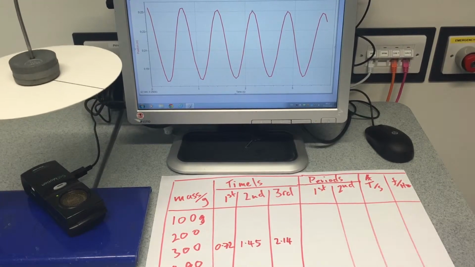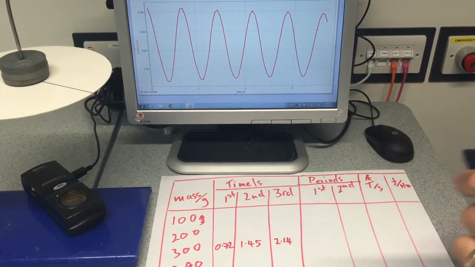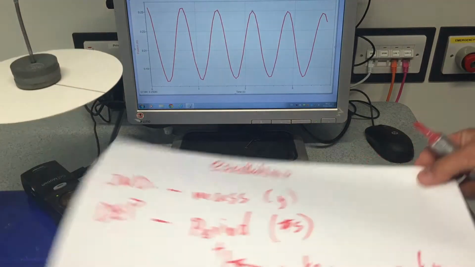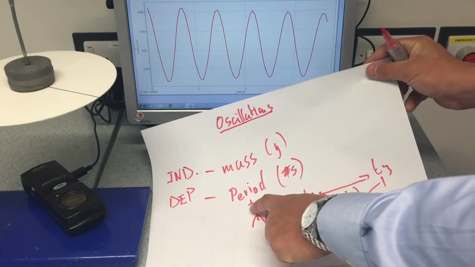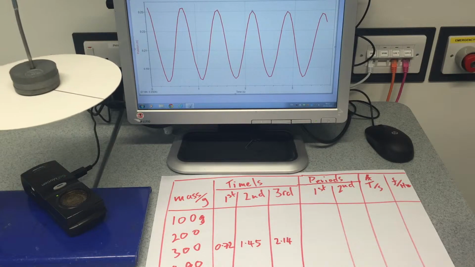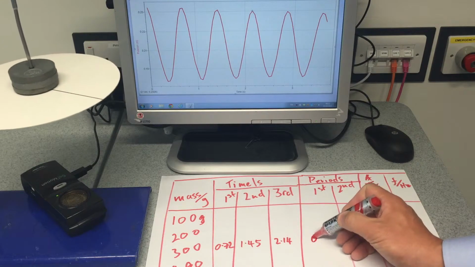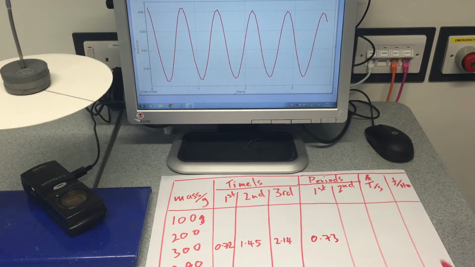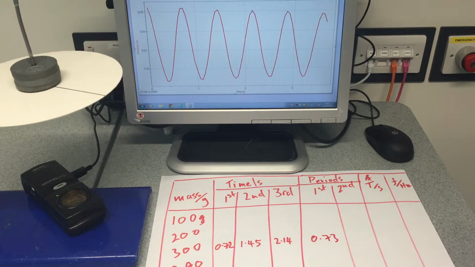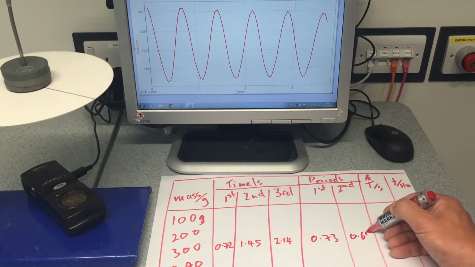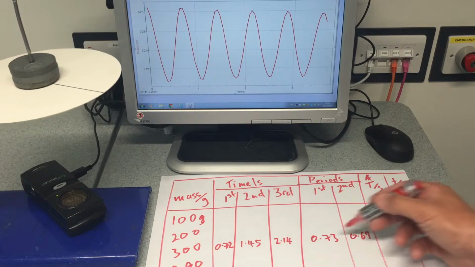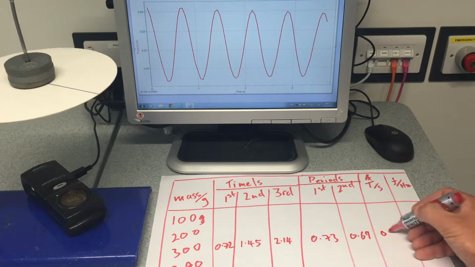In order to work out the first time period, I'm just subtracting this one from that one. Remember, I'm looking for this time period here, so I'm going to subtract that from that, which gives me fairly easily 1.45 minus 0.72, giving me 0.73. The next time period will be subtracting this one from that one, 2.14 minus 1.45, 0.69. I average them together and by adding them and dividing by 2, because I have 2 readings, give me 0.71.